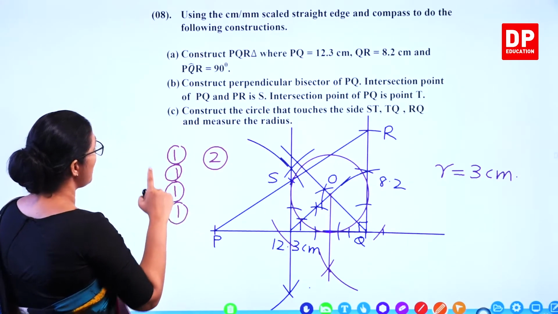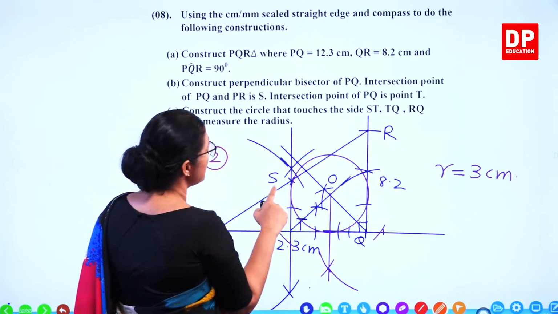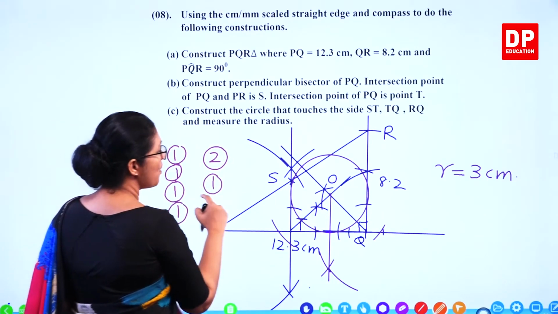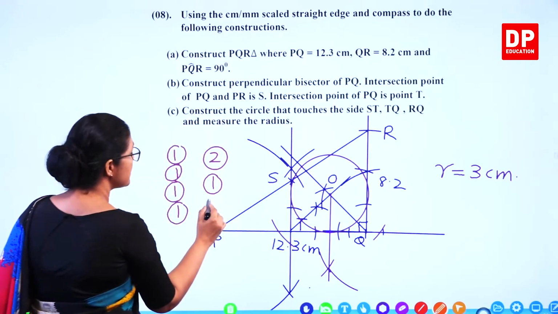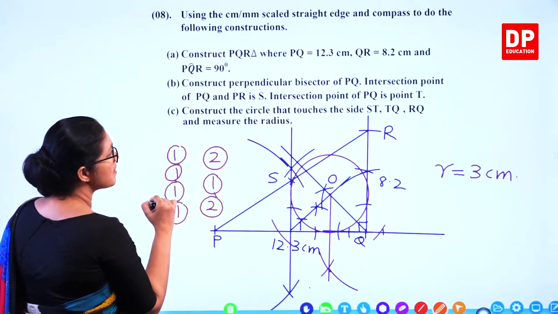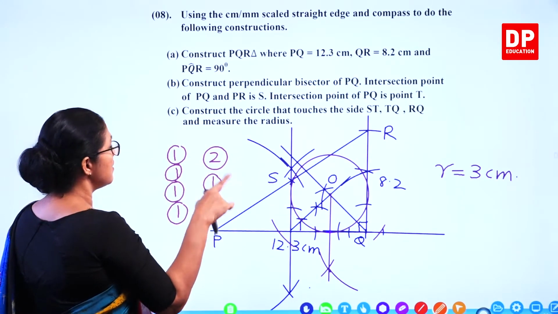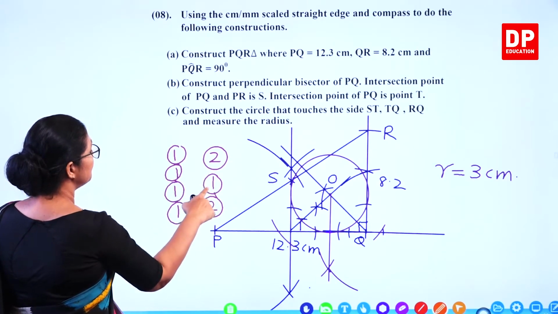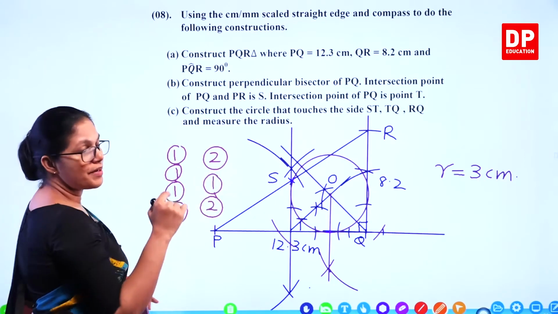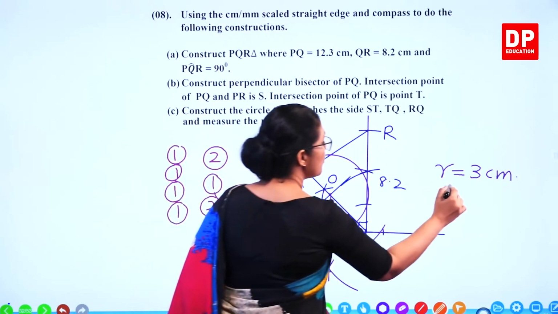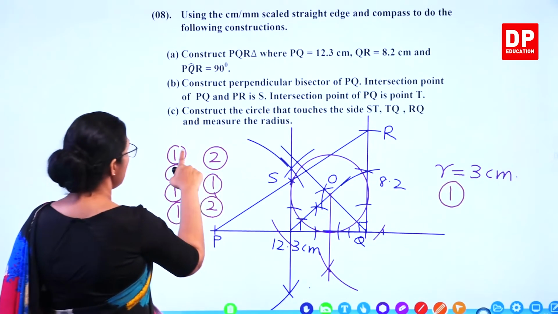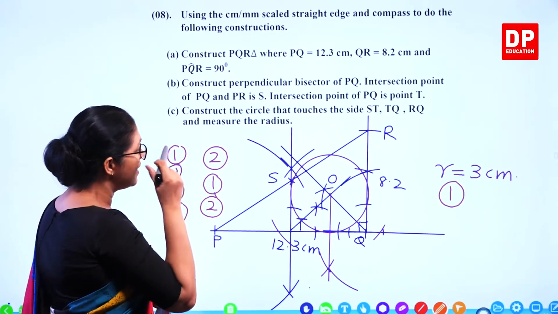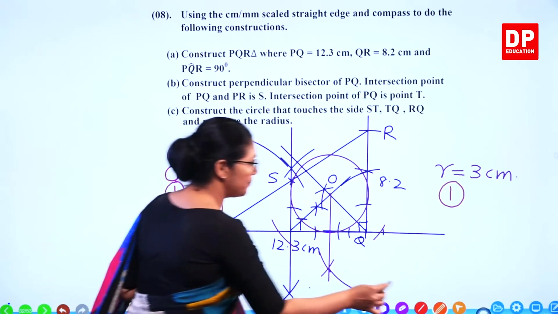And the last part, see, you have to draw the perpendicular here. That's 1 mark. And 2 angle bisectors, 2 marks. And then draw the circle, 1 mark. And measure it, 1 mark. So you can get another 1 mark. See, 2, 4, 5, 6, 7, 8, 9, 10. 10 marks for the whole question.